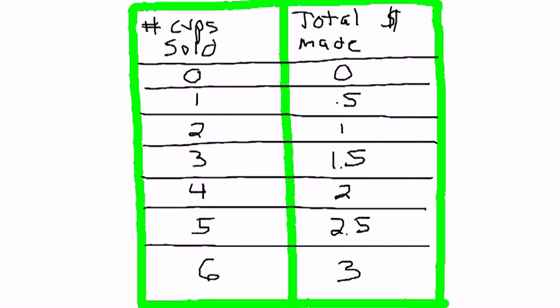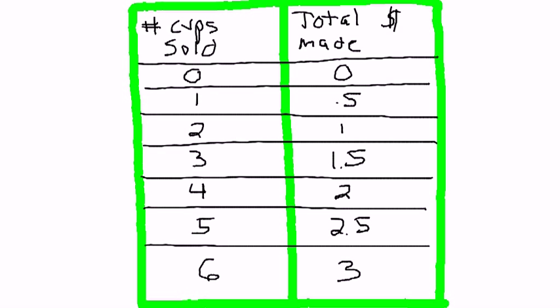So, if you sell 0 cups of lemonade, you'll make $0. If you sell 1 cup of lemonade, you'll make 50 cents, 2 cups, $1, and so on and so forth. Do you see any relationships between the two columns? Without using any numerical values, it is clear that the more cups of lemonade you sell, the more money you and your friend will make. The fewer cups of lemonade you sell, the less total amount of money you will make.